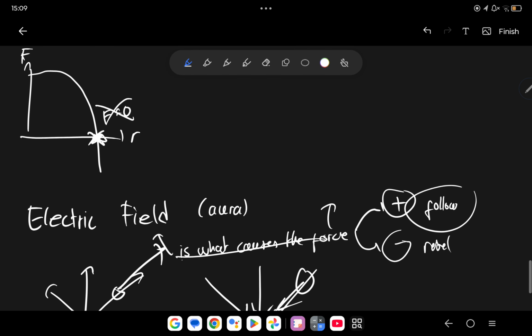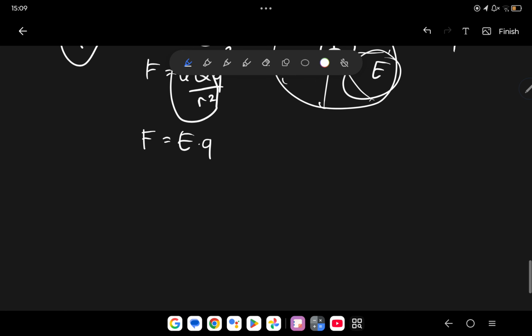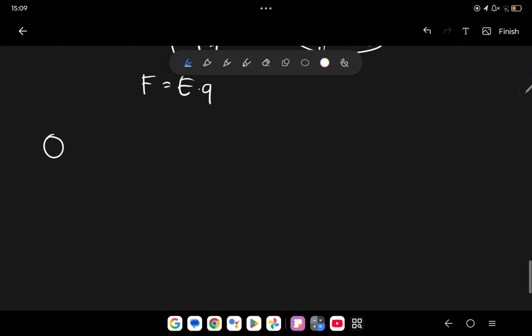The strategy to solve electric field problems is actually really similar to force problems. But guess what? You only need one charge this time. And then you have an imaginary point. Imagine you are here. And then the question is, how much aura do you feel? 1 billion. Amazing.